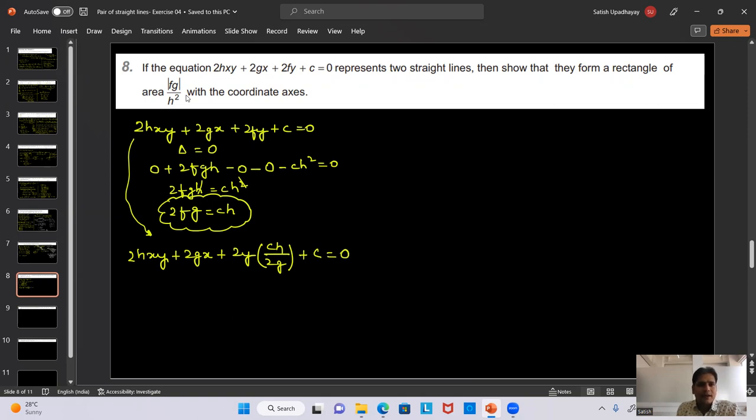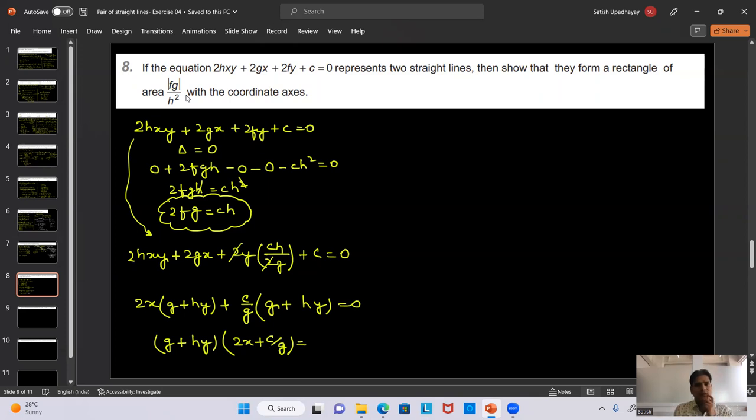So we can take 2x common from here, and we will have (g + hy). And from the rest, we can take c by g common, so we will have (g + hy), and the 2 and 2 get cancelled out. So g + hy equal to 0 gives us two equations: g + hy = 0 and 2x + c/g = 0.